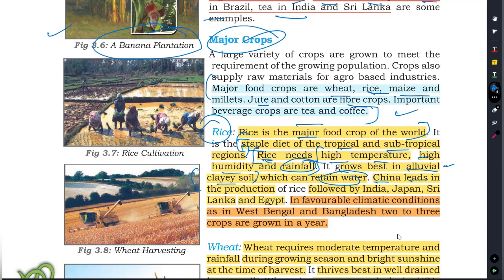China leads in the production of rice. It is followed by India, Japan and Sri Lanka. In favorable climatic conditions like in West Bengal and Bangladesh, 2 to 3 crops are also grown in a particular annual season.